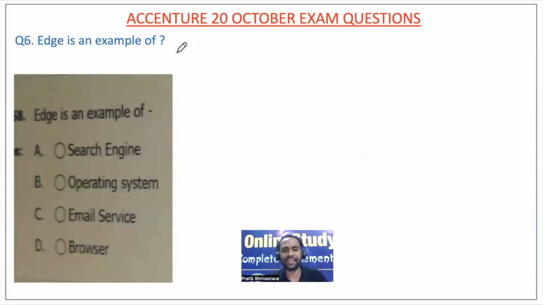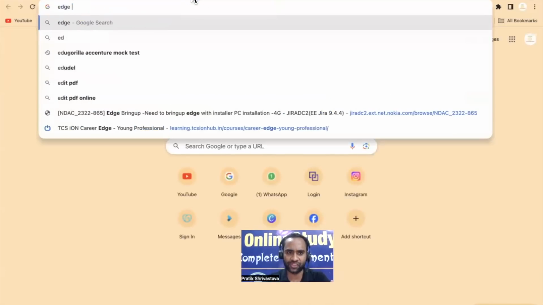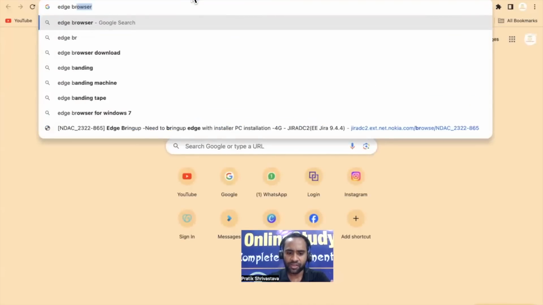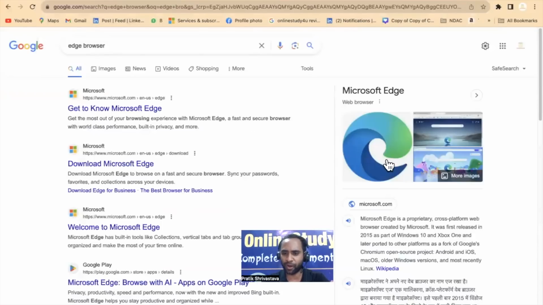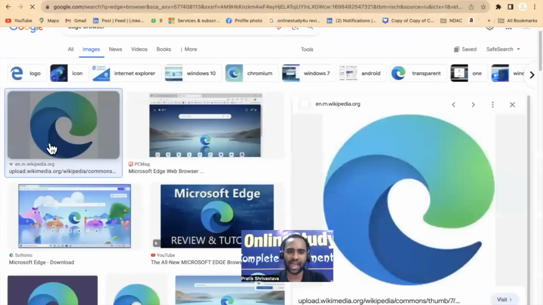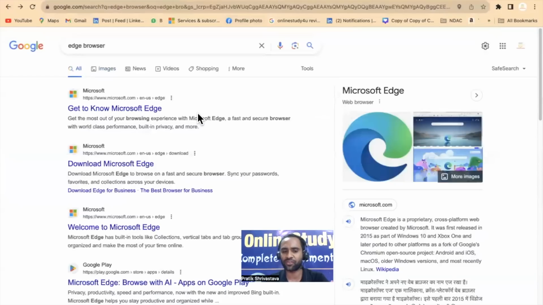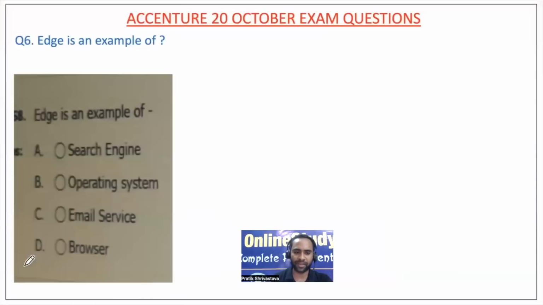Now, Edge is an example of. So friends, Edge is an example of. So if you put it on Google, right? Basically Edge is a browser. It's released by Microsoft, the Microsoft Edge web browser, right? So just like we have Google Chrome, similarly we have Edge, a Microsoft browser. So here the option will become option D, right?